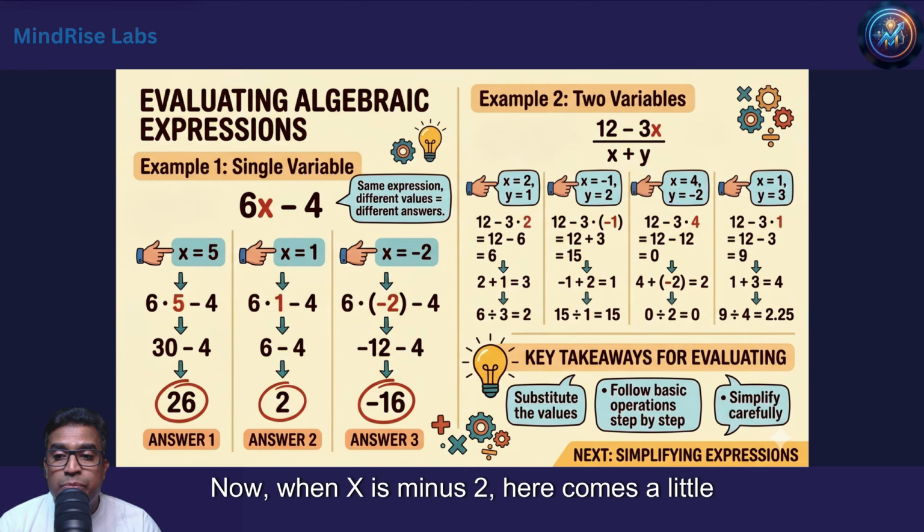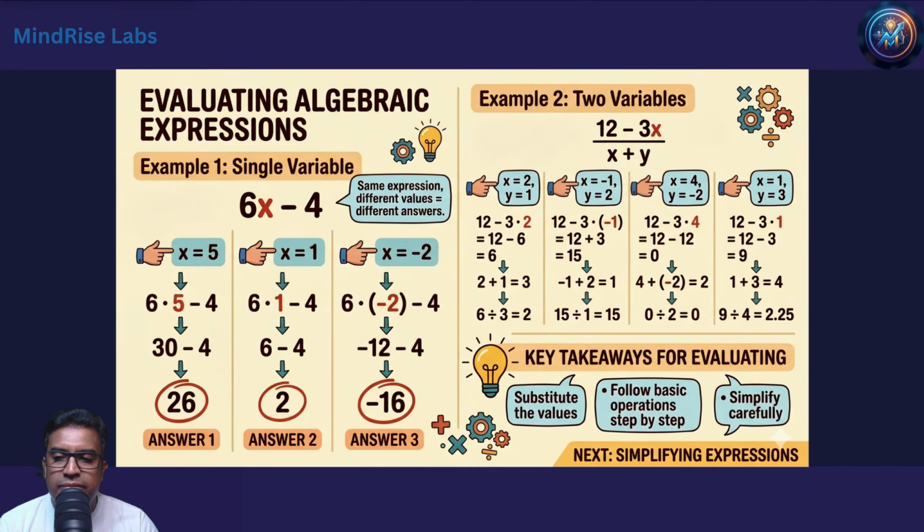Now, when x is minus 2, here comes a little tricky. Go easy with me, right? 6 times negative 2 minus 4. So that's negative 12 minus 4. So here you see we are subtracting, minus 12 minus 4, which makes it minus 16. So remember this. So you see, same expression, different values, different answers.